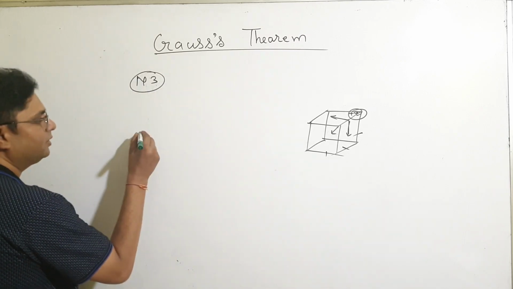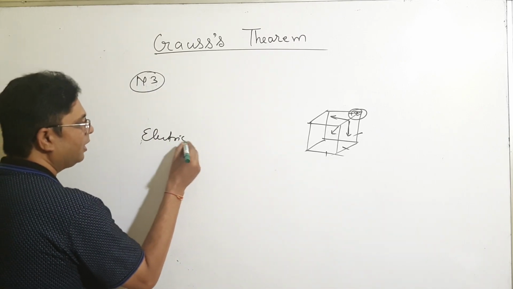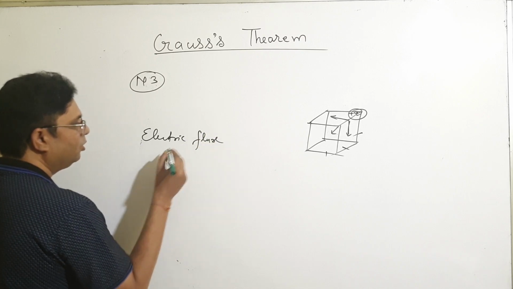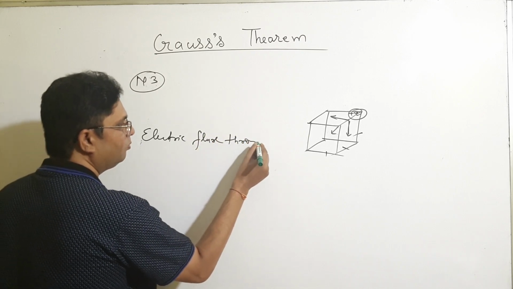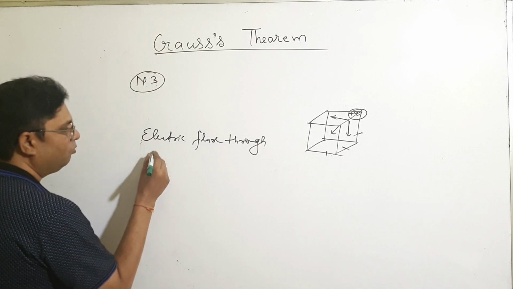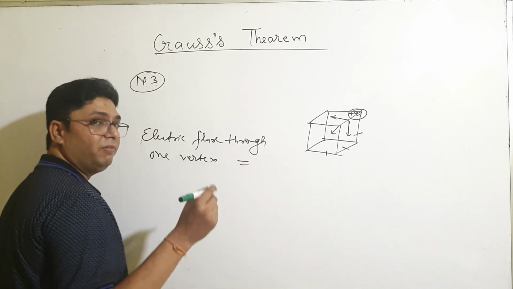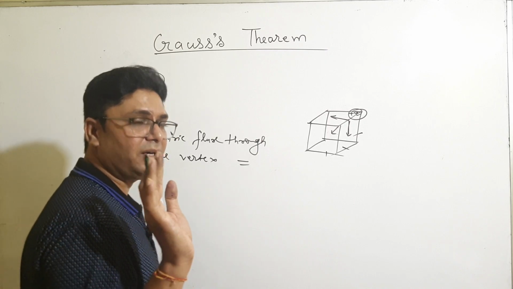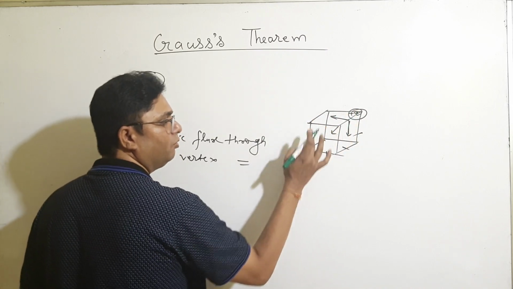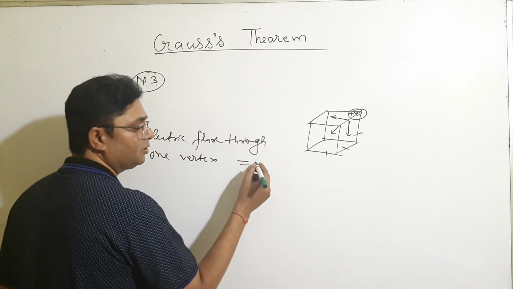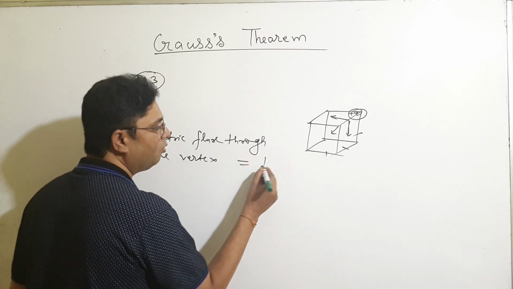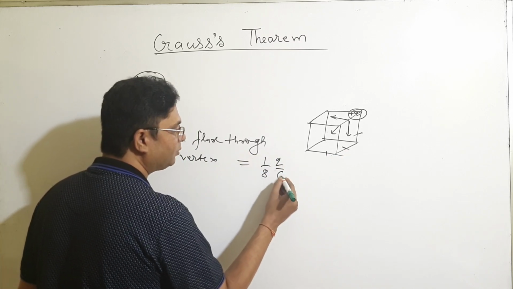So electric flux through one vertex: first you take one vertex. How many vertices are there? There are 8 vertices. 1, 2, 3, 4, 1, 2, 3, 4. So electric flux through one vertex out of 8 is 1 by 8 q by epsilon naught.